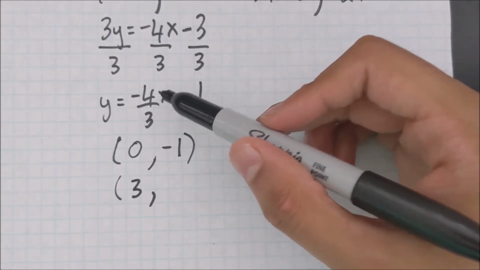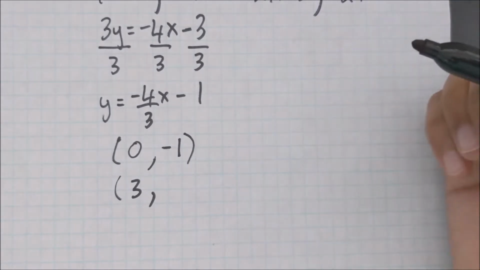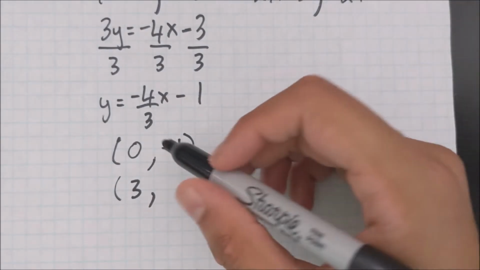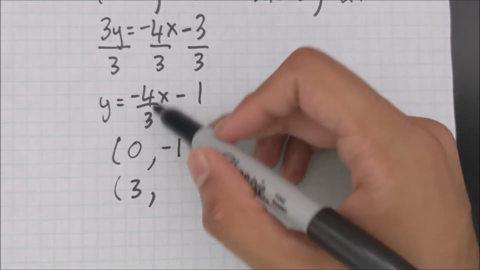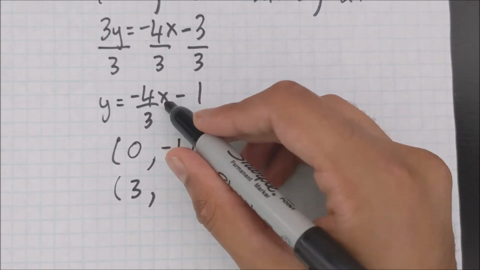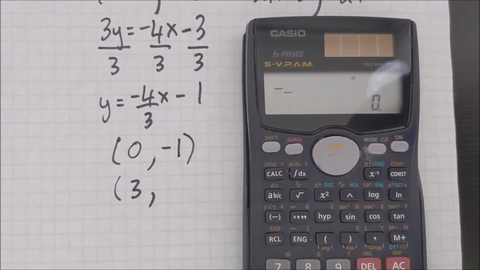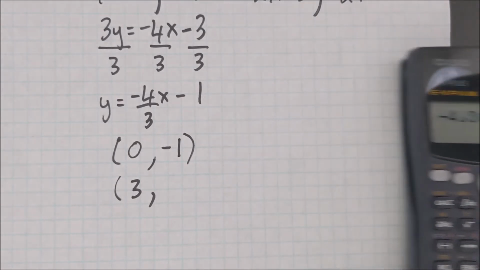If you sub in another point like 2 or 1 or 4, you'll always end up with a fraction, and you never want fractions in these type of problems, so always pick a multiple of the denominator if your slope is the only fraction in the question. If I sub in 3 in this equation, so I'll do that in my calculator. Negative 4 over 3 times 3 minus 1, get negative 5.